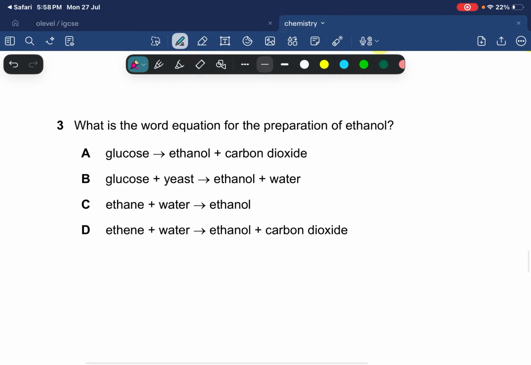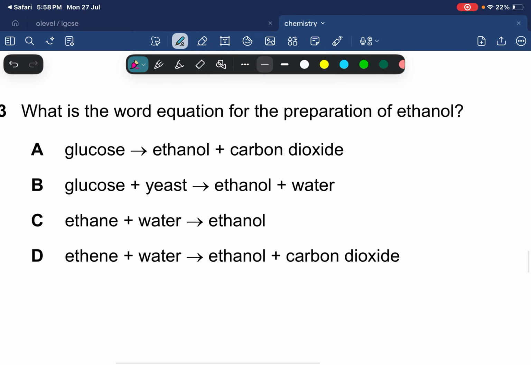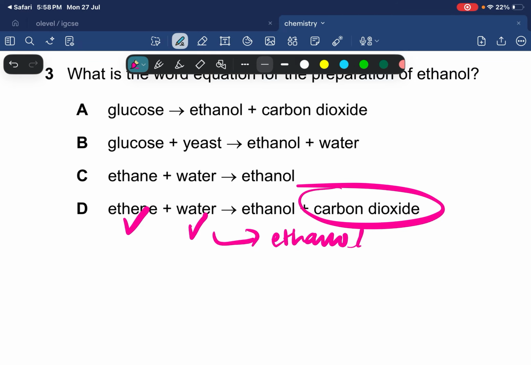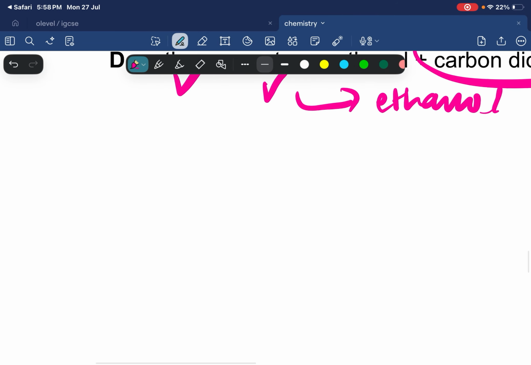Which word equation represents the preparation of ethanol? Okay, firstly, you take ethene, you take water. Done. You only form ethanol. You don't form any other product except ethanol, because the equation is very simple. Look, I'm going to draw it for you.